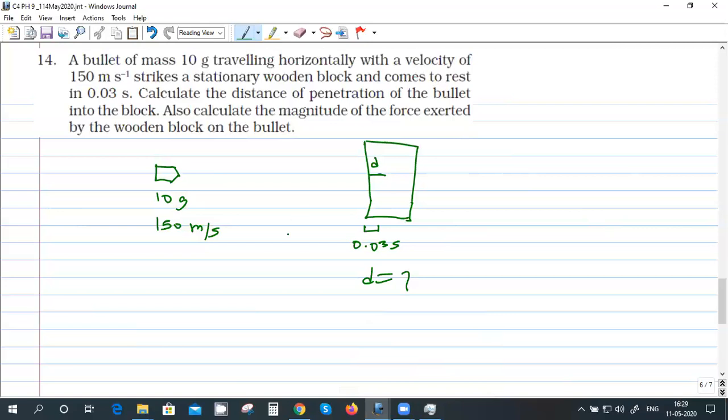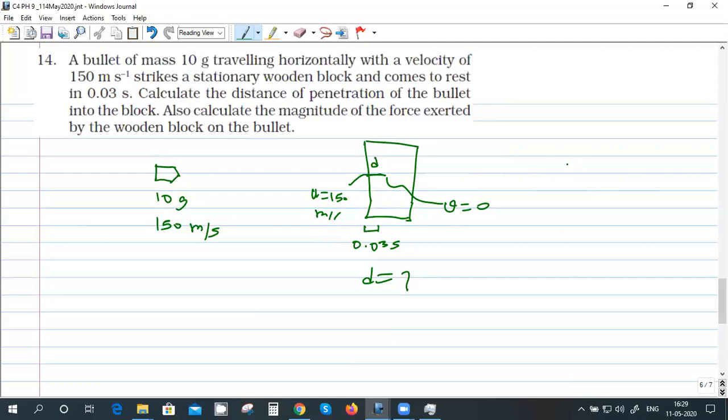No. See, when it hits the block, the velocity is 150. Let me call this U. When it hits, the velocity is 150 meter per second. But after that, once it enters, the velocity will keep on decreasing, and at this point, the velocity is 0. So we have to find the distance.